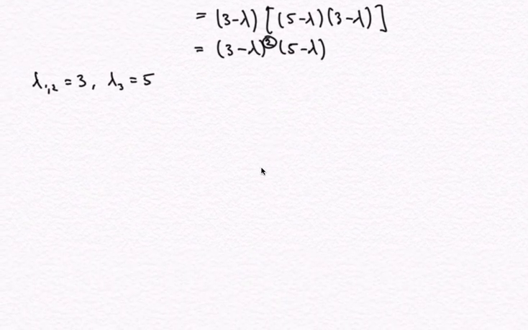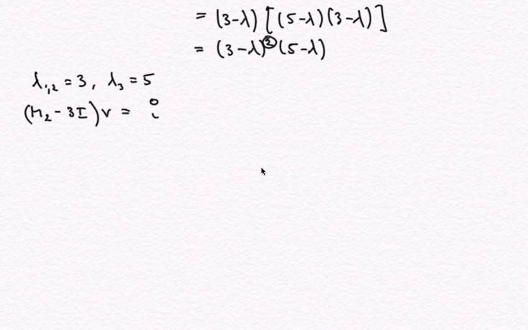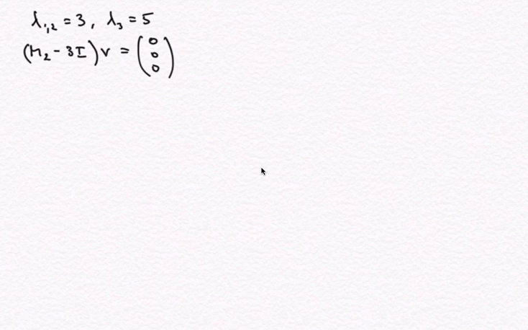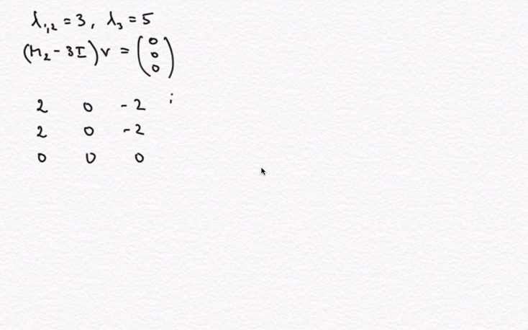Now, how do I calculate the eigenvectors in this case? I proceed as usual, so I go ahead and solve the system of equations m2 minus 3 times identity times v equal to 0, 0, 0. And the solution exists because 3 is a root of the characteristic polynomial, so there's a non-trivial v, one that does not consist of all zeros, that solves this system of equations. And so I subtract 3 on the main diagonal. 5 minus 3 is 2, 0, minus 2. 2, 3 minus 3 is 0, minus 2. 0, 0, 3 minus 3 is 0.